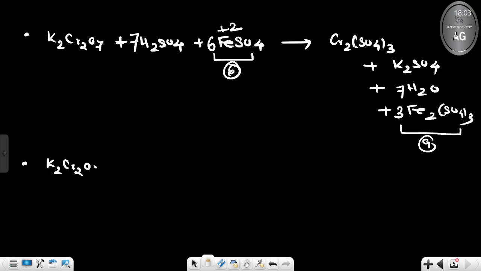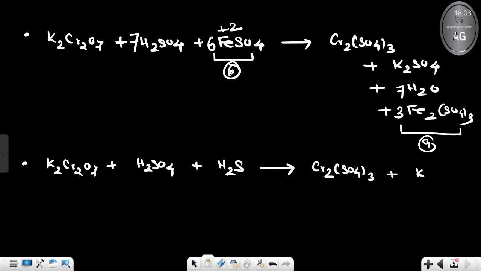K2Cr2O7 plus H2SO4 plus H2S forms the same products. First let me write the common products. Cr2(SO4)3 plus K2SO4 plus water plus H2S will form sulfur. How many sulfur? 3 sulfur. Right? Sulfur is in minus 2 state. Minus 2 to 0. Sulfur goes to plus, that's fine, but here it cannot go to plus. It has to first come to 0. So there will be how much sulfur? 3 sulfur formed. Done?